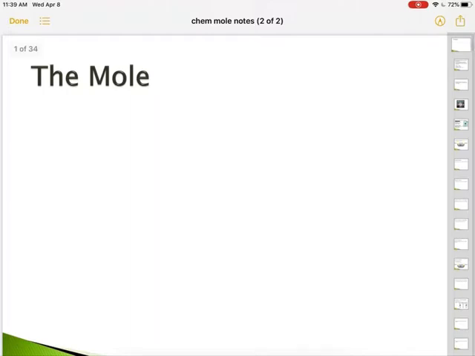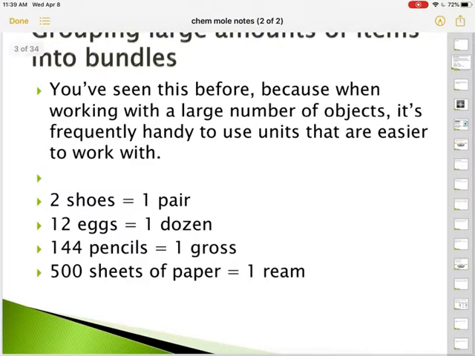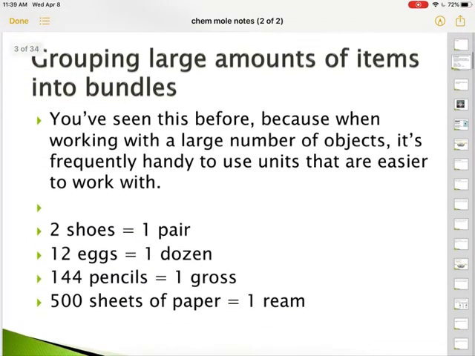Okay, class, today we're going to be talking about moles. So, first of all, what is a mole? A mole is a grouping unit, much like shoes are talked about in pairs, eggs are talked about in dozens. If you're ordering lots of pencils, you can order a gross, which is 144. Or one ream of paper is 500 sheets of paper.